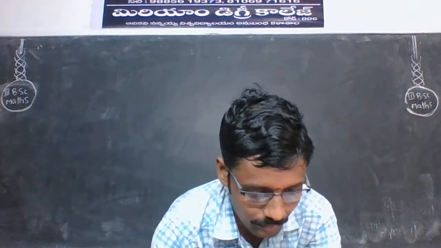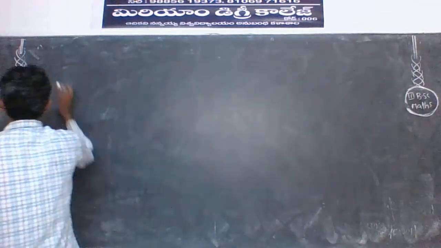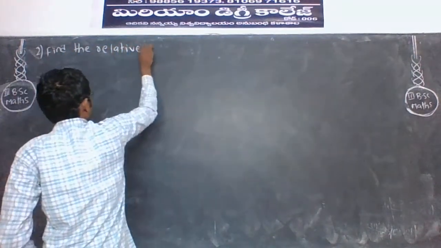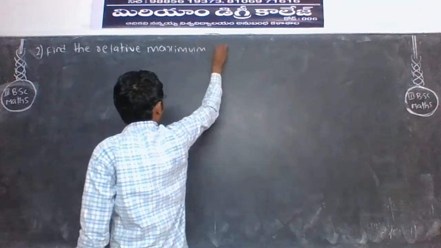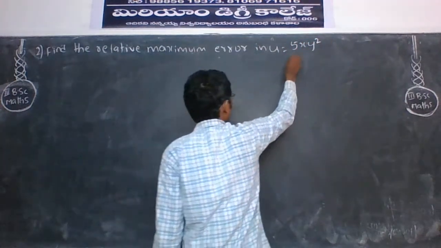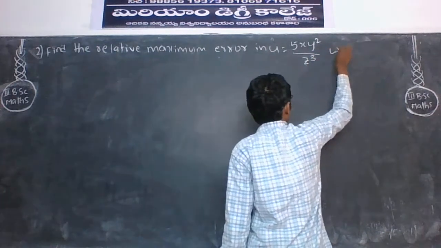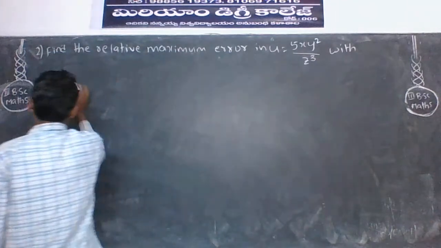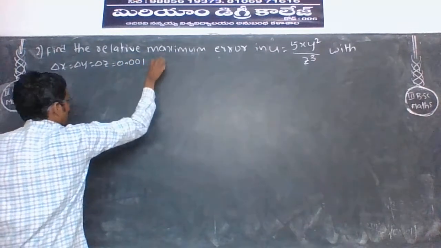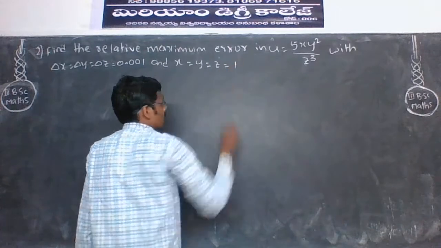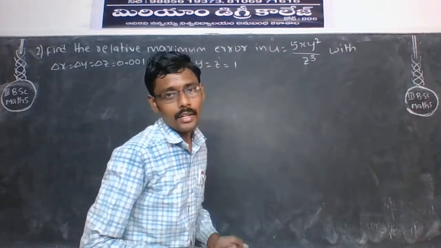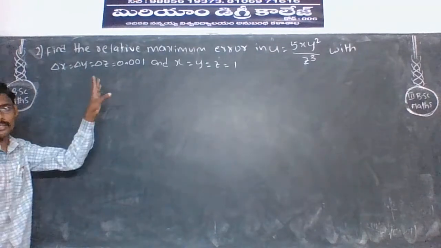Second problem. Find the relative maximum error in U is equal to 5x y whole square by z cube, with delta x is equal to delta y is equal to delta z is equal to 0.001, and x is equal to y is equal to z is equal to 1.